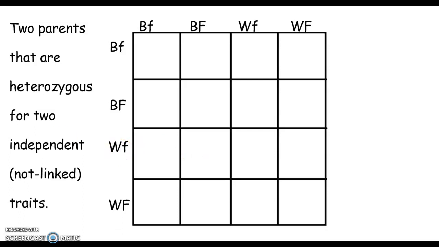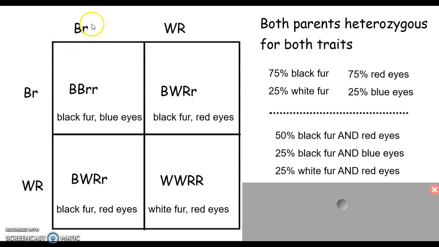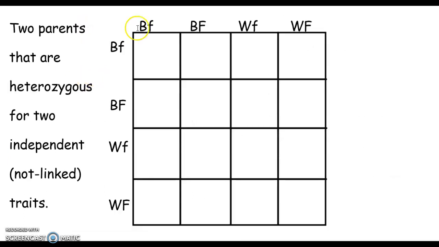If the traits are linked, then not only will we have a double letter combination at the top, but there'll be a limited number of double letter combinations because the traits are linked. In this particular case, this big B was on the same chromosome as that little r. But if the traits are not linked, it means that this big B could be transmitted separately and independently from whatever gets transmitted for fin number, little f or big F. And so all the combinations are possible.